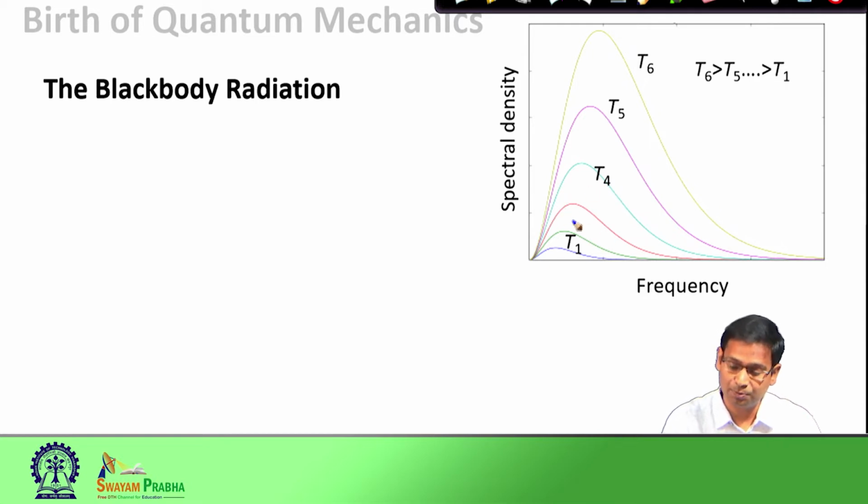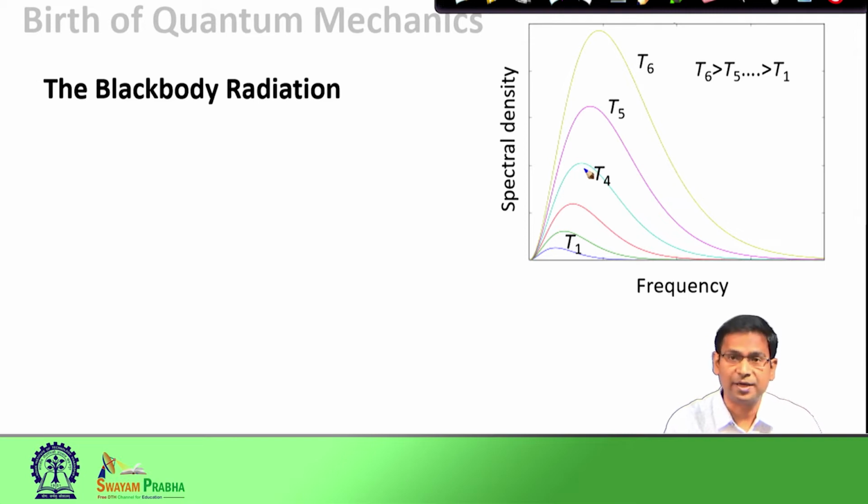So, that means if the black body is at different temperatures T1 or T2, T3 up to T6, then how the spectral density evolves, or how the spectral density appears for different frequencies. If we look at any particular plot here, suppose we consider T4, then we see that the spectral density is maximum at a particular frequency over here, and at both lower frequency and higher frequency this spectral density decreases.